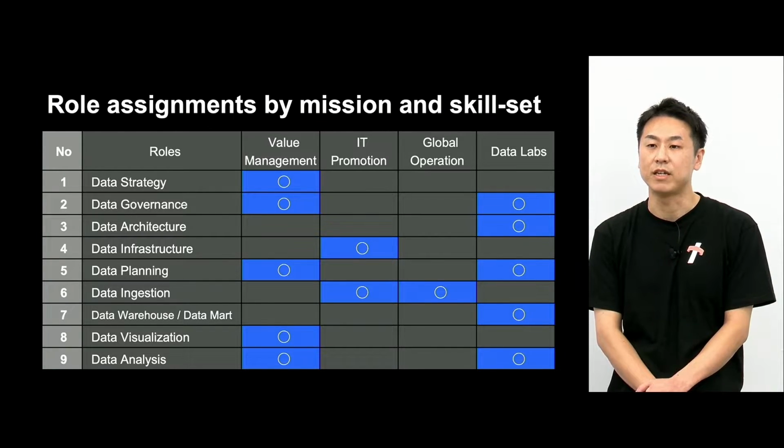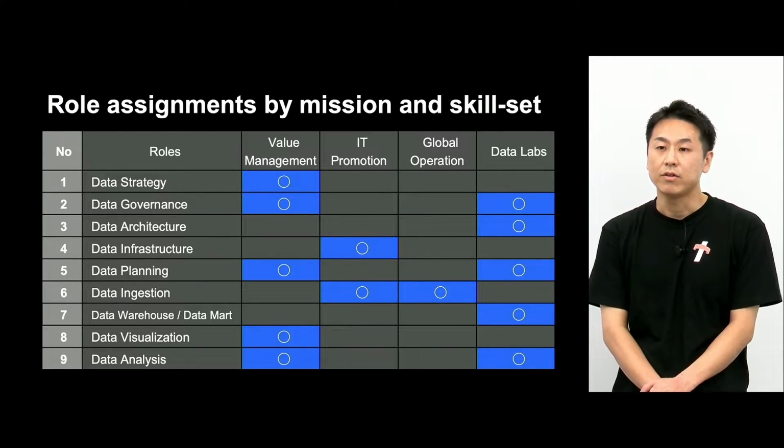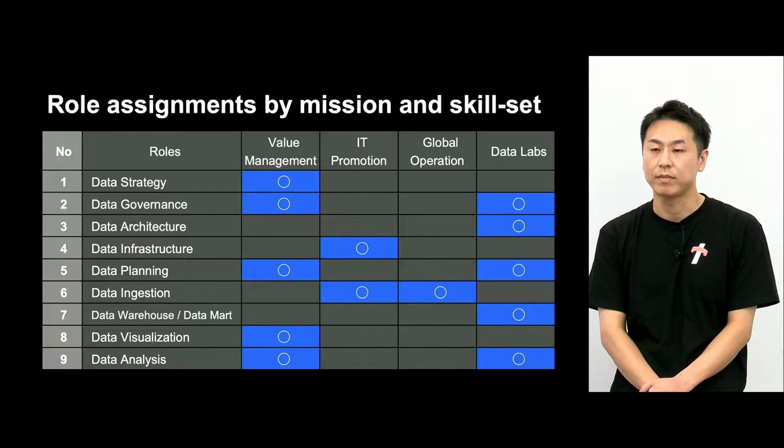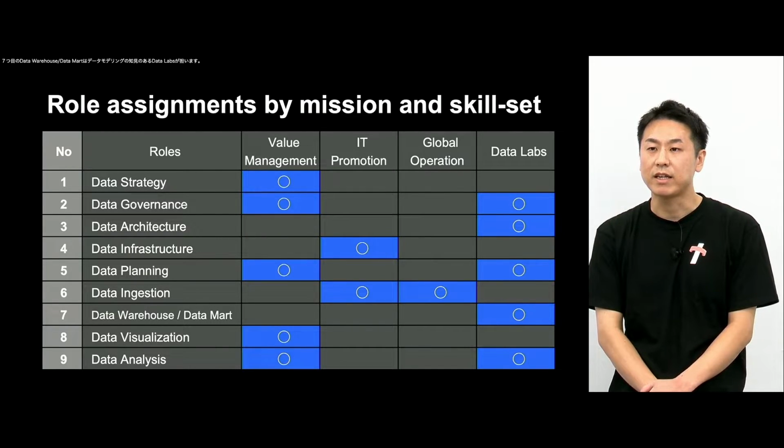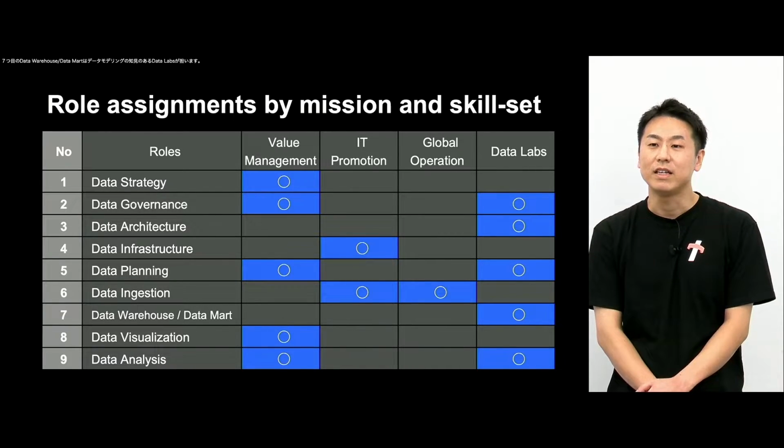The data strategy has the value management, who has the skill. And the second, data governance, is the value management, and the data lab will be splitting the job. For data governance, not just understanding the internal rules, but also needing to understand the scale of the technology, therefore the data lab is in charge. And the third, the data actor, the data insight is needed, and data infrastructure needs to have the IT promotion.